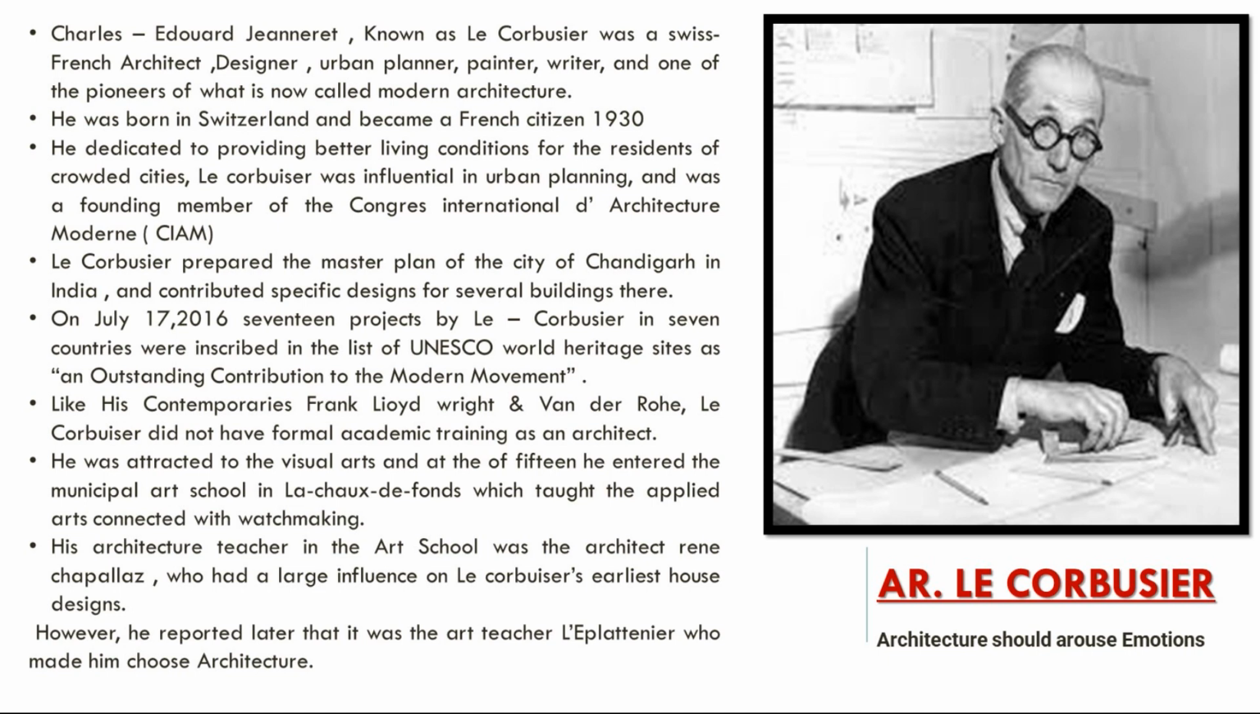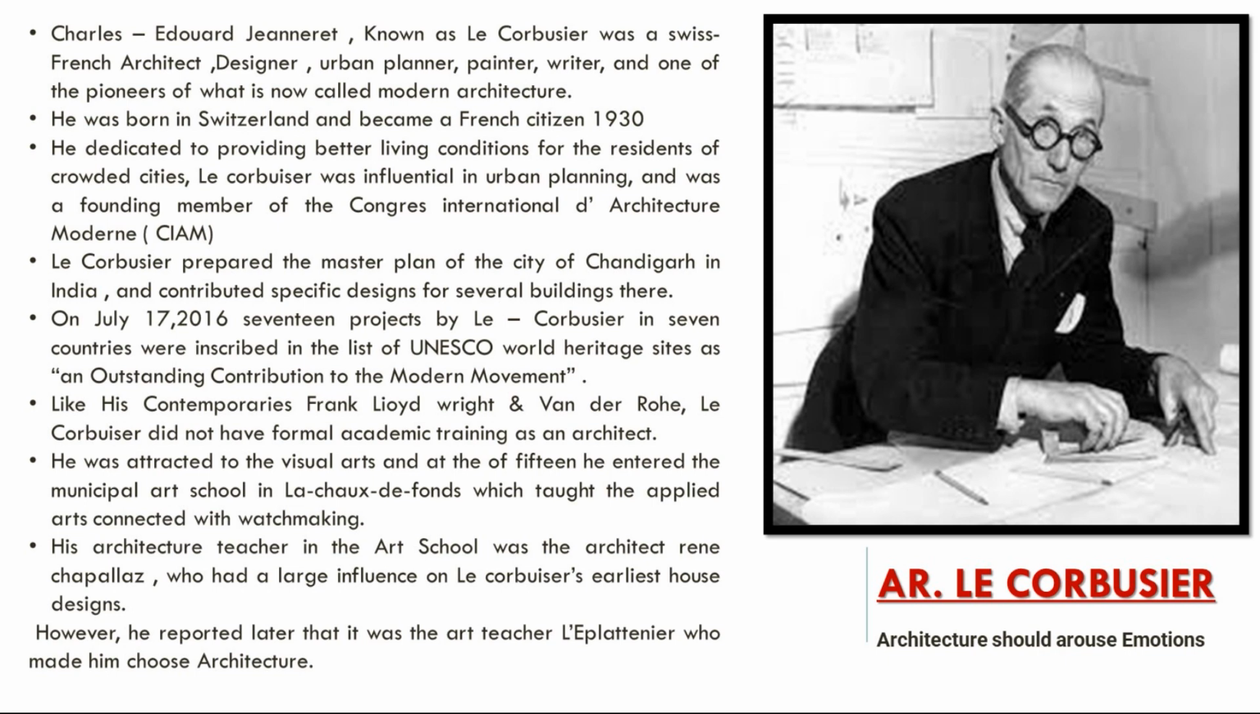On 17 July 2016, 17 projects by Le Corbusier in 7 countries were inscribed in the list of UNESCO World Heritage Sites as an outstanding contribution to the modern movement. Like his contemporaries Frank Lloyd Wright and Mies van der Rohe, he did not have formal academic training as an architect. He was attracted to the visual arts at 15 and entered the municipal art school in La Chaux-de-Fonds, which taught the applied arts connected with watchmaking.